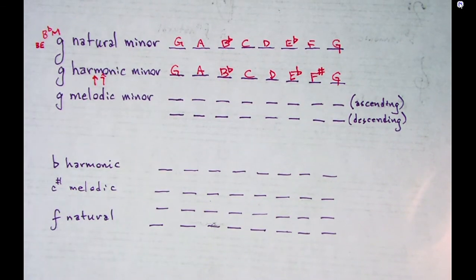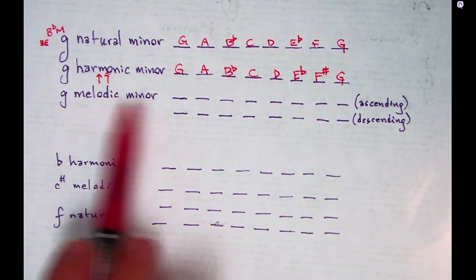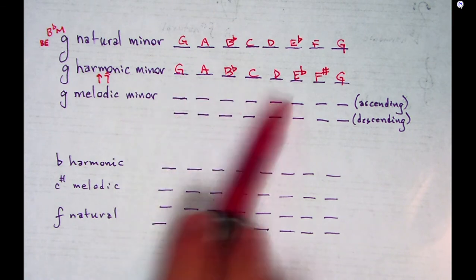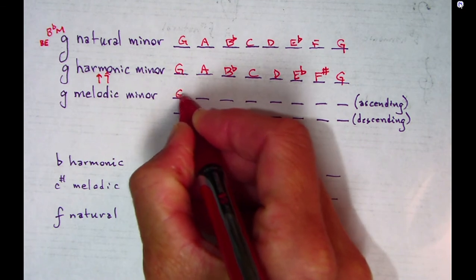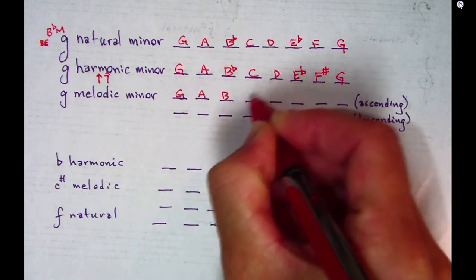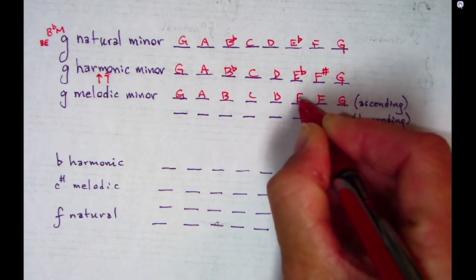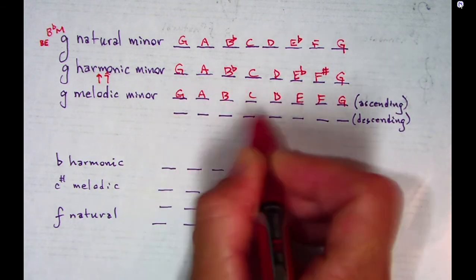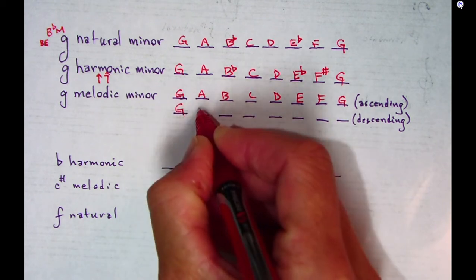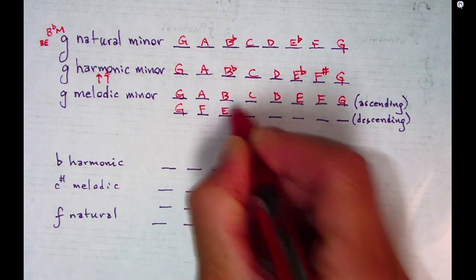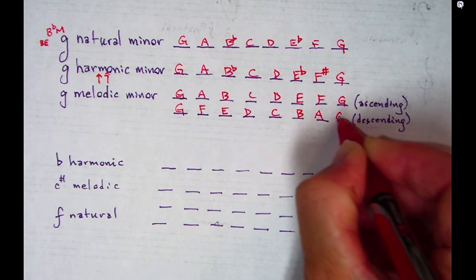Okay, now the most complicated minor scale is the melodic minor, because it is different ascending, going up, than it is coming down. So I have two sets of blanks here. So I'm going to do ascending, G, A, B, C, D, E, F, G. Okay, and then in these blanks, I'm going to do it backwards, like I was coming down the scale. So we're just going to do it descending, G, F, E, D, C, B, A, G.